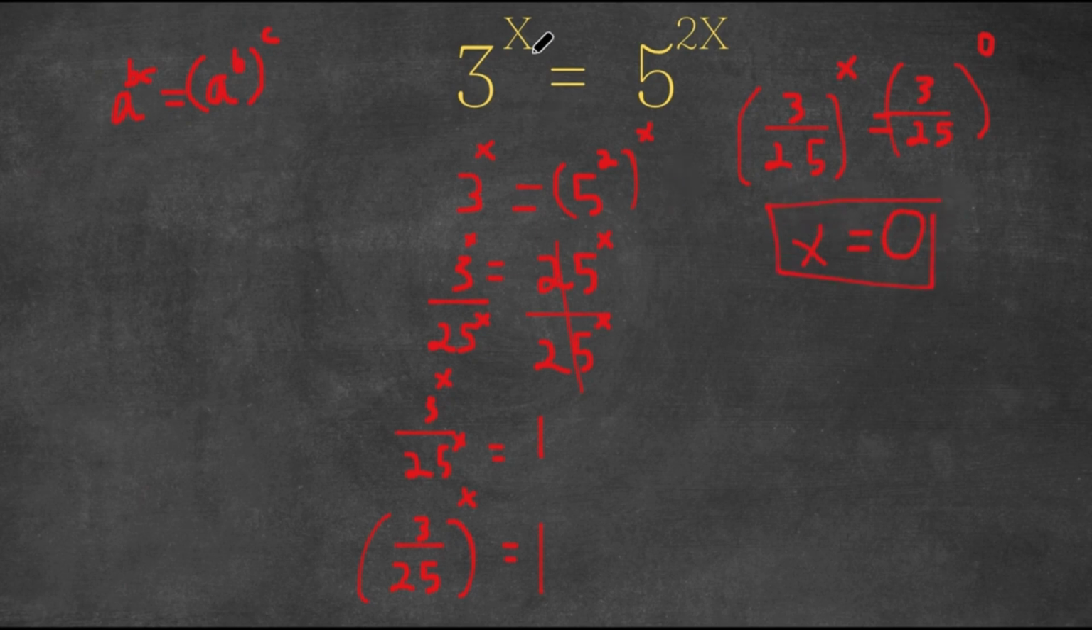Now, why don't we plug this in and check? We have 3 to the power of 0 equals 5 to the power of 2 times 0. 3 to the power of 0 is 1, and this equals 5 to the power of 2 times 0. Sorry, 2 times 0 is 0, and 5 to the power of 0 is 1. So this is 1 equals 1. So this is right, meaning our answer is x equals 0.